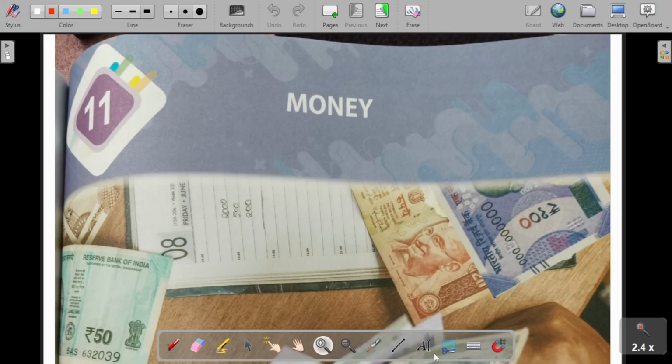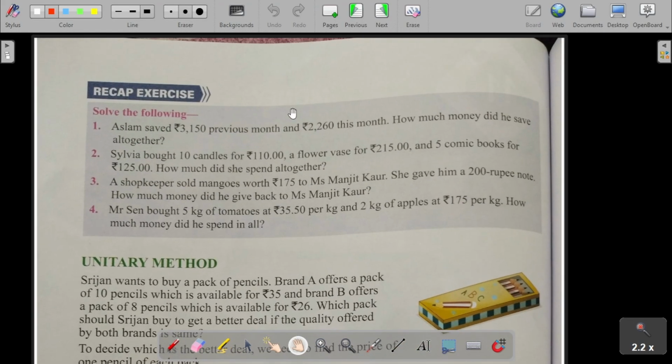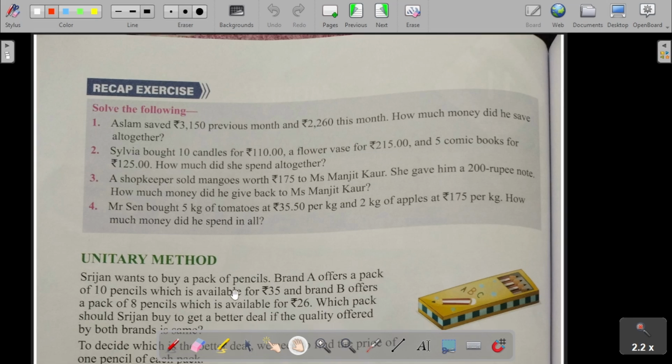In today's lecture, I'd like to discuss money. Especially in this video, I'll focus on the exercise problems. Okay. So, in the class 5 book, a recap exercise is given. Recap exercise means what we have already done in class 4. So, here some problems are given.